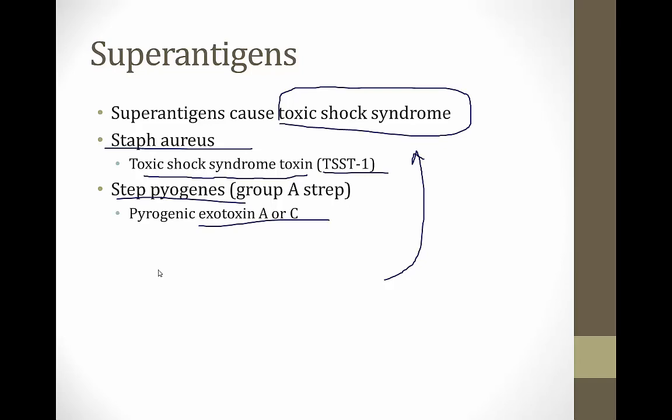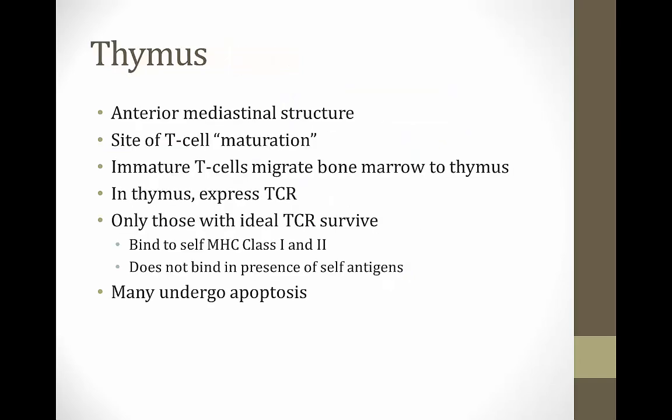For our purposes here, just know that these toxins result in massive stimulation of T helper cells. I'm going to finish this module by discussing the thymus. This is a structure found in the chest in the anterior mediastinum, and it is the site of T cell maturation. T cells come from the bone marrow as immature T cells, and they migrate to the thymus.